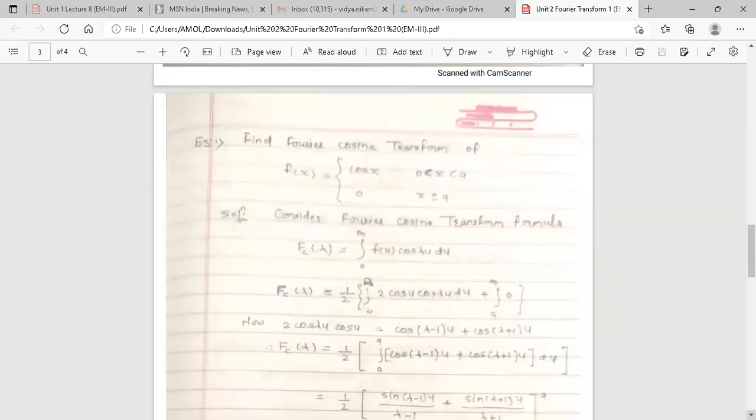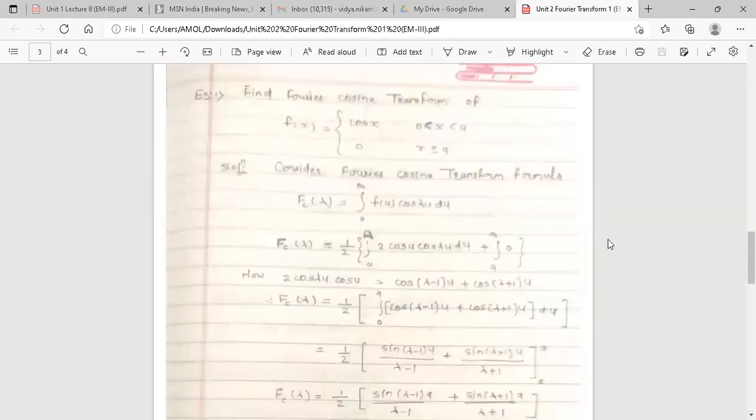Find the Fourier cosine transform of f of x, where the function is defined in two intervals: f of x is equal to cos x when x is between 0 and a, and the function value is 0 when x is greater than or equal to a. Now we are going to find the cosine transform. Here the heading directly says find the Fourier cosine transform, so there is no need to check whether it is even or odd. You just find the Fourier cosine transform.